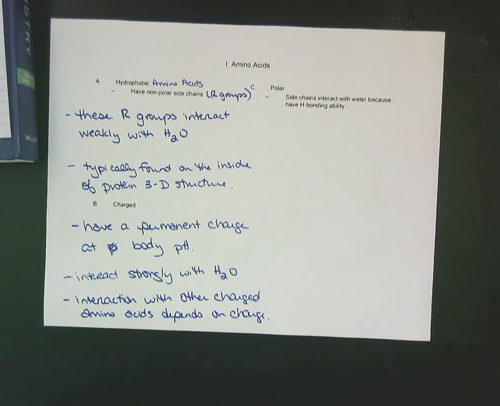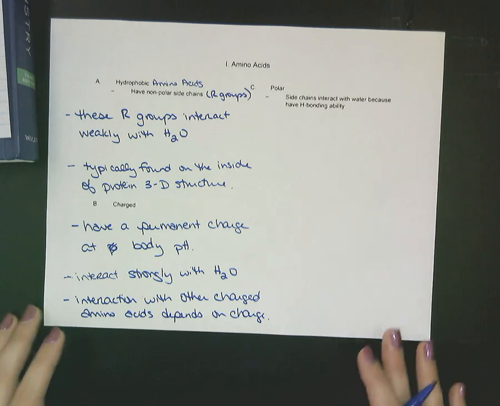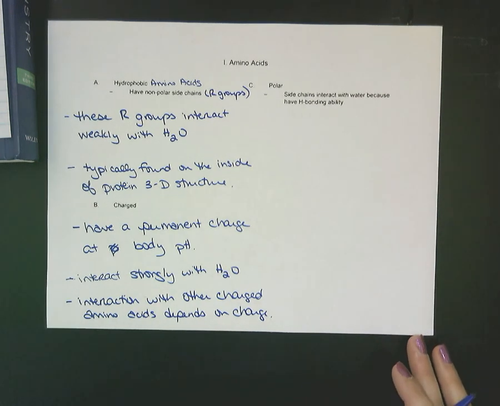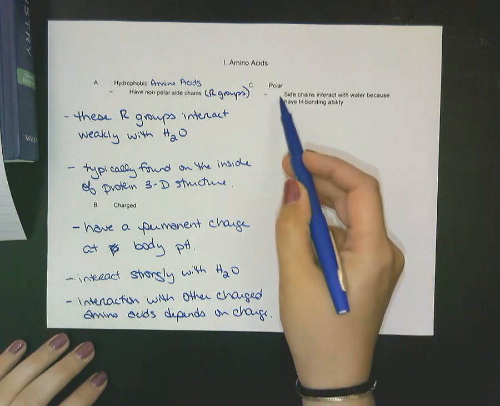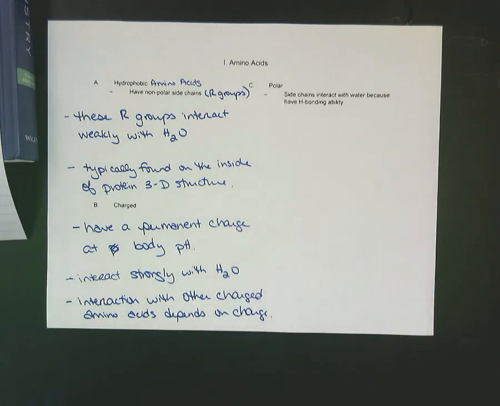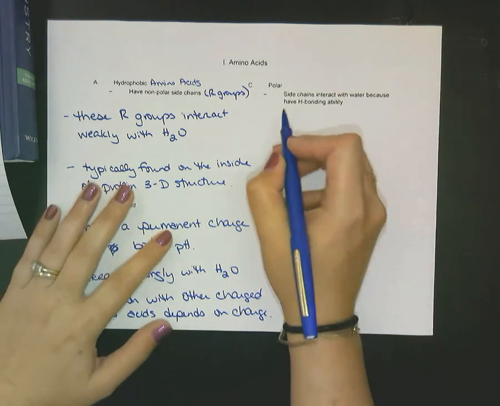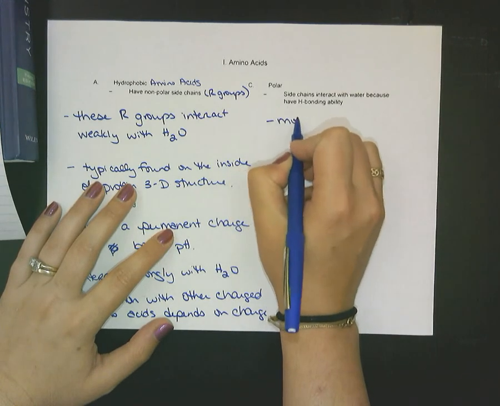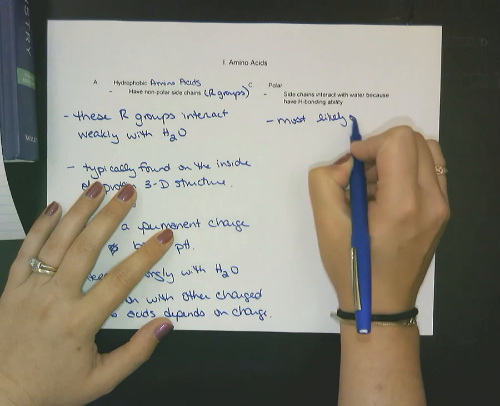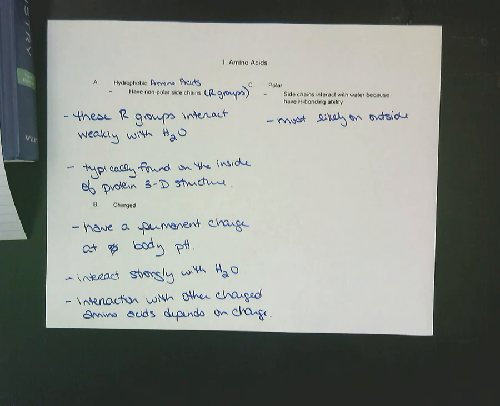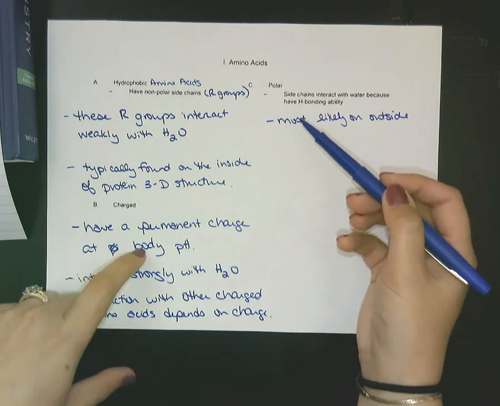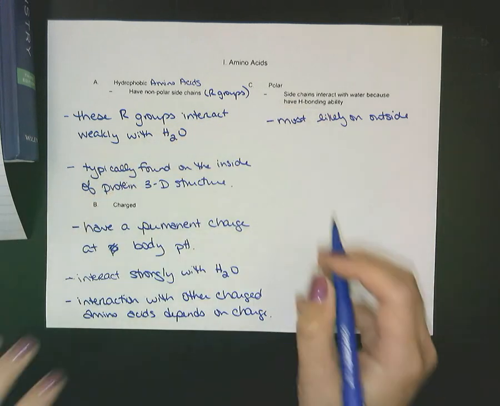All right, my polar amino acids. These have side chains or R groups that interact with water because they possess hydrogen bonding ability. So would these polar amino acids be on the outside or the inside? Probably on the outside. Can I rule out them being on the inside? No. So there's a possibility they'll be found on the inside, either interacting with a charged one or with another polar molecule.